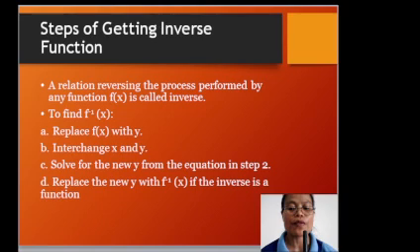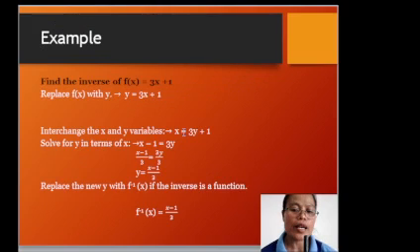find the inverse of f of x equals 3x plus 1. We will follow the first step. Replace f of x with y. So we have y equals 3x plus 1. Then interchange the x and y variables. So we have x is equal to 3y plus 1. And you solve for y in terms of x. At the left side of the equation is x, at the right side is 3y plus 1.